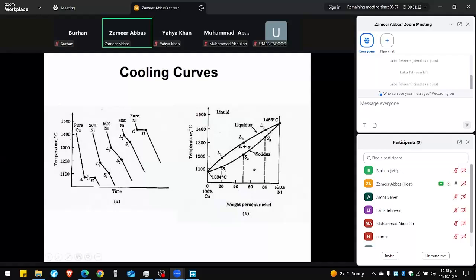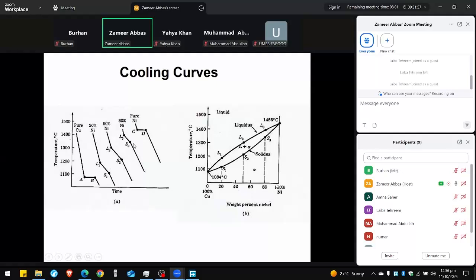So there is no change in temperature. We talked about equilibrium slow cooling, no change in temperature. All of the liquid is converted into solid, so that takes this much time. Then again, it starts to cool to lower temperatures. This is for pure copper. Similarly for pure nickel, but for alloys with different composition.